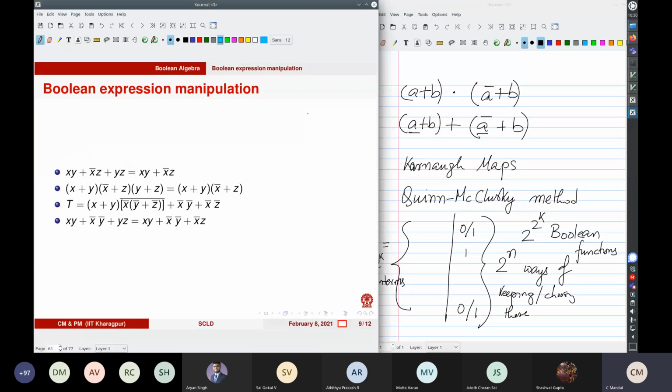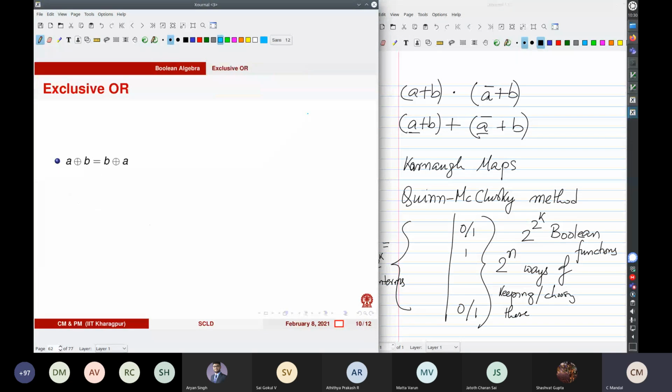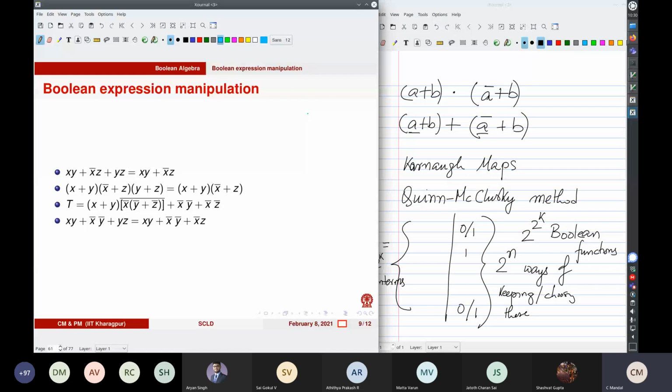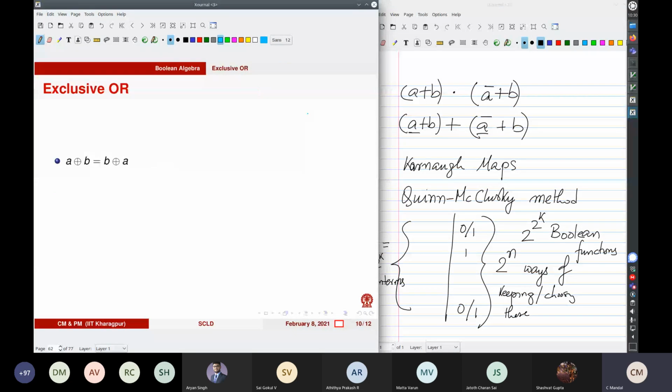So, Boolean expression manipulation. You can use the laws of Boolean algebra to manipulate Boolean expressions. These are some examples of those. So let us just look at some functions.